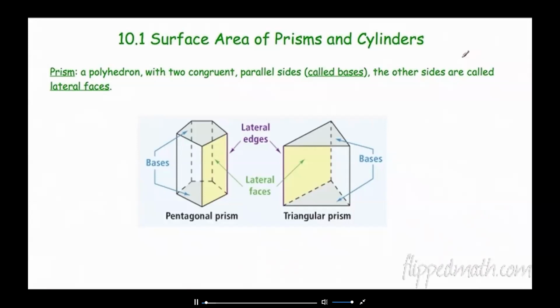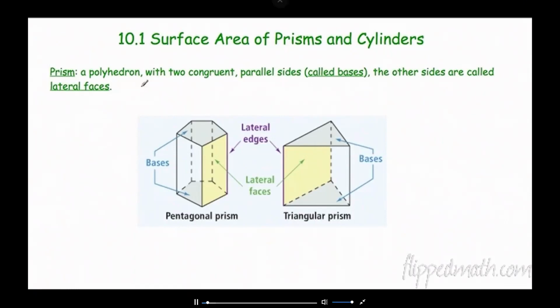We need to talk about what the figures we're dealing with in 10.1 are. The first one is called a prism. A prism is a polyhedron, a three-dimensional figure with two congruent parallel sides called bases. The other sides are called lateral faces. So there are two sides that are bases.